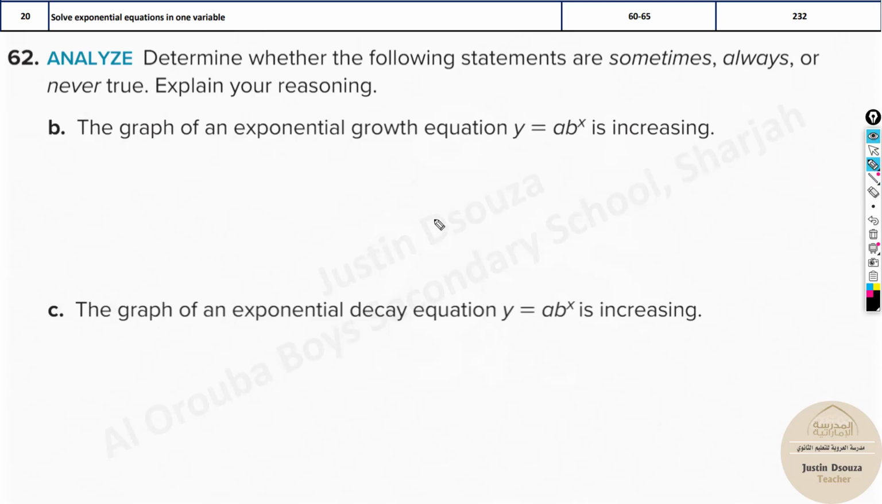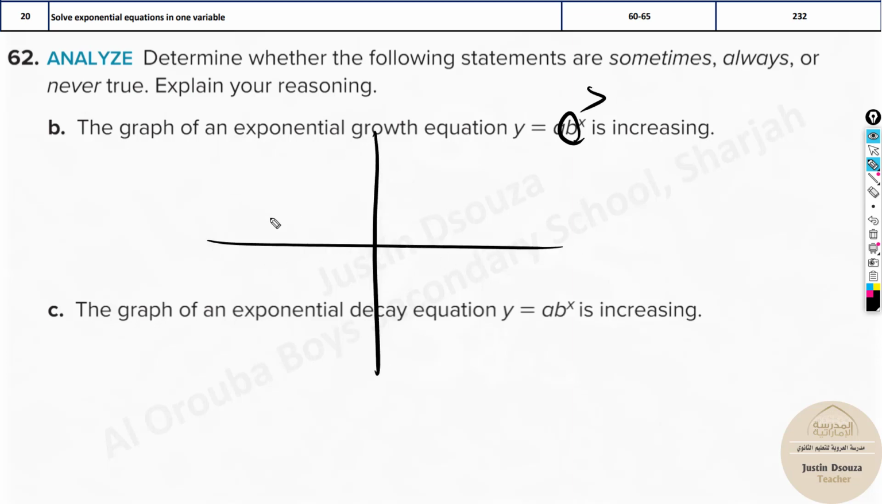Now, here we have the graph of an exponential growth equation is increasing. See, what is this growth equation? Growth means this b value is always greater than 1, right? So, imagine you have this. Growth is something like this. Okay, that is exponential growth.